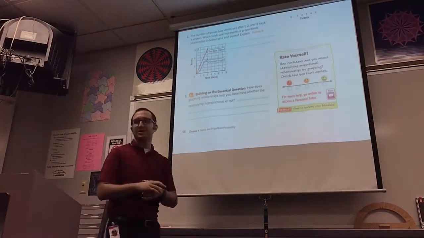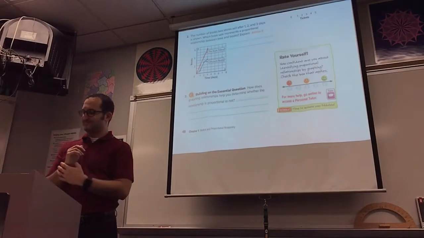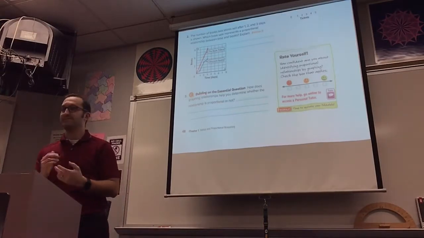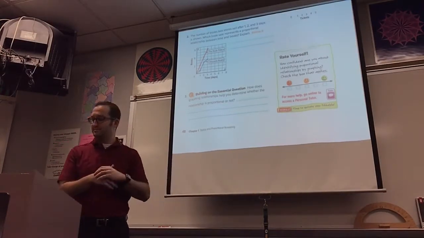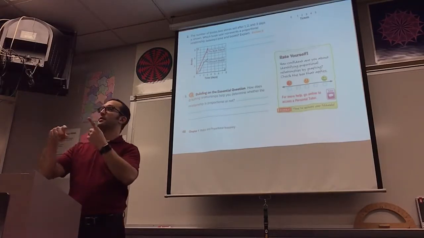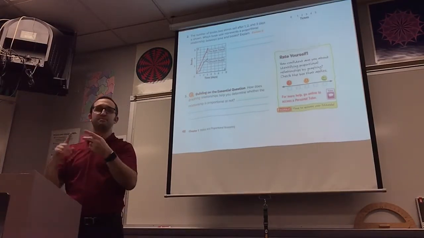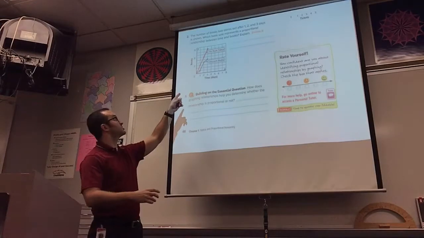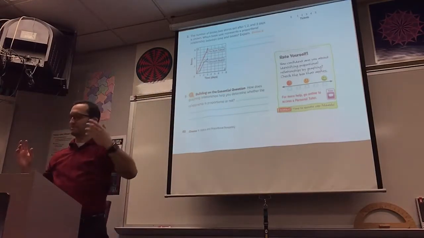Good. Piper, what did you tell your partner? Book Palace is proportional. Why? There you go. Good. Got to get both of those because doesn't Discount Books go through the origin too, right? But it's not a straight line.